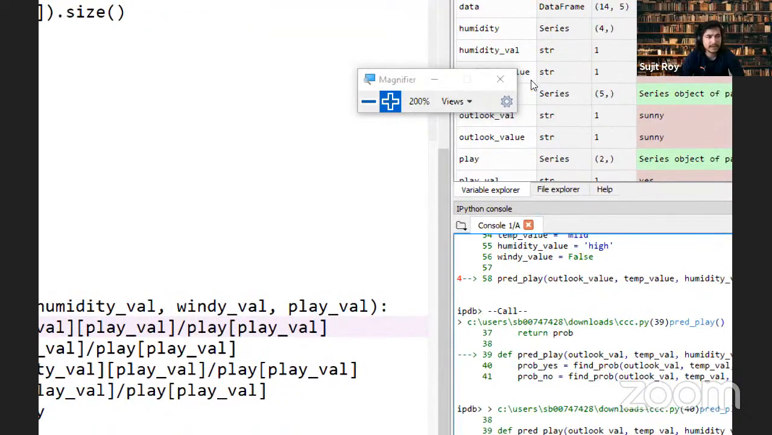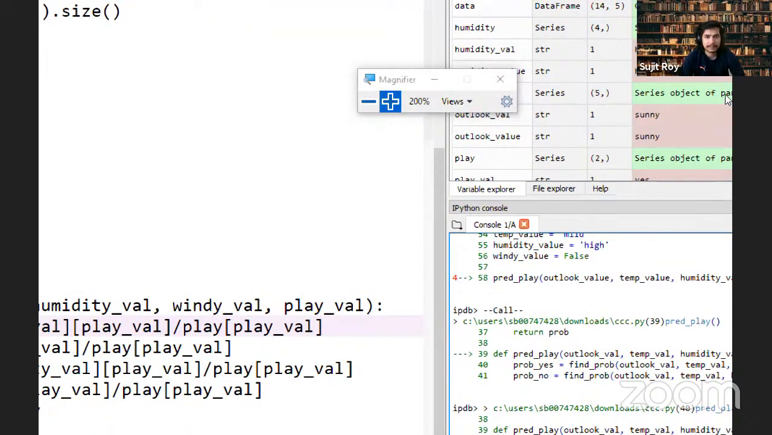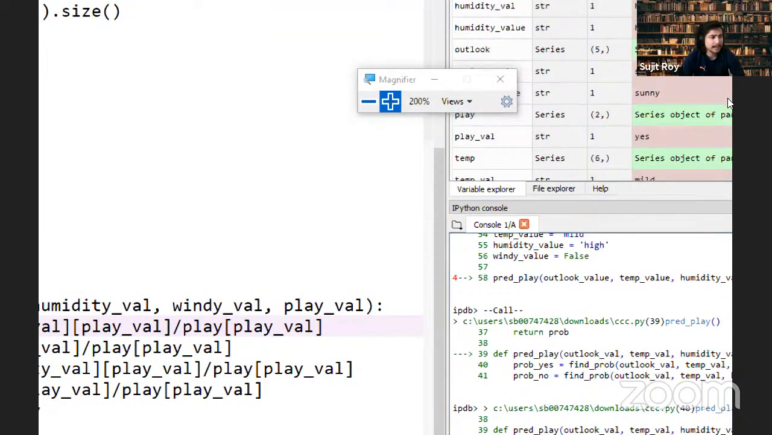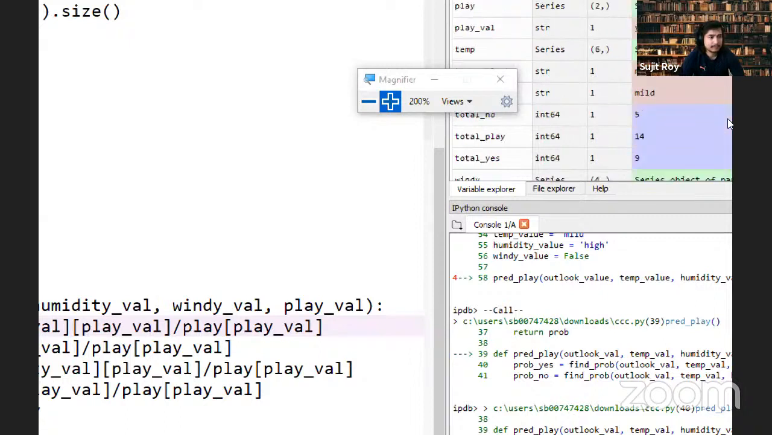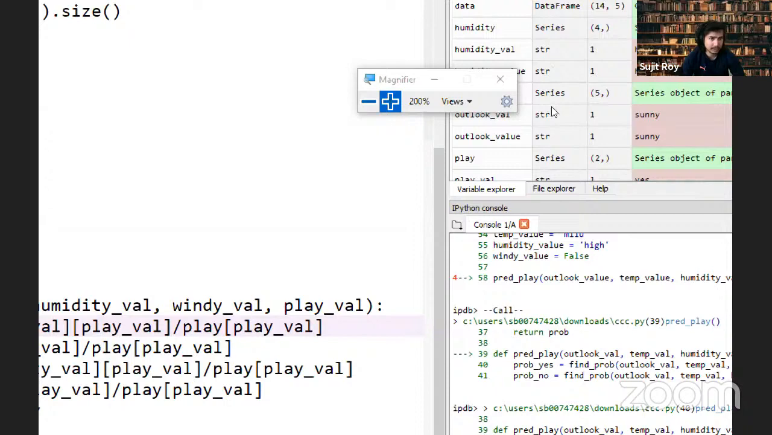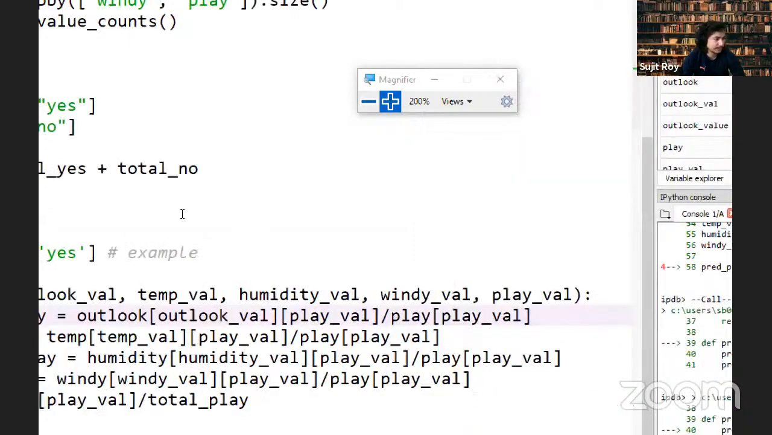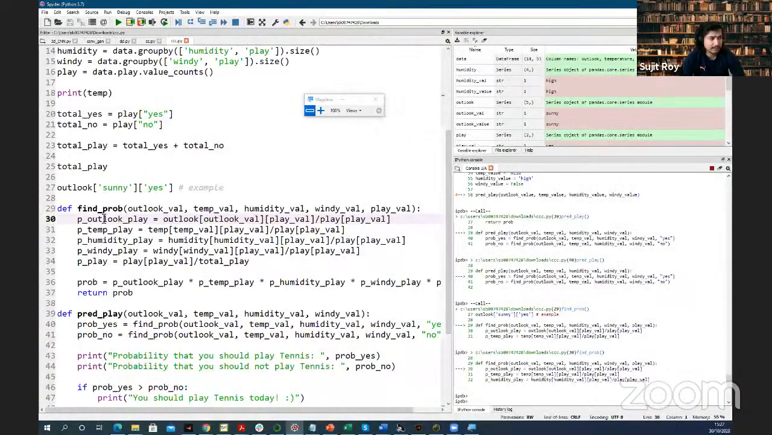Then you have humidity value high. Then you have temperature value as mild. So all these values are there. Now we calculate the probability of outlook given play. So as I said to you, outlook value given play value. So how many values will this be? This will be only 2, right? So let's try it out and see what will happen if I just do it.